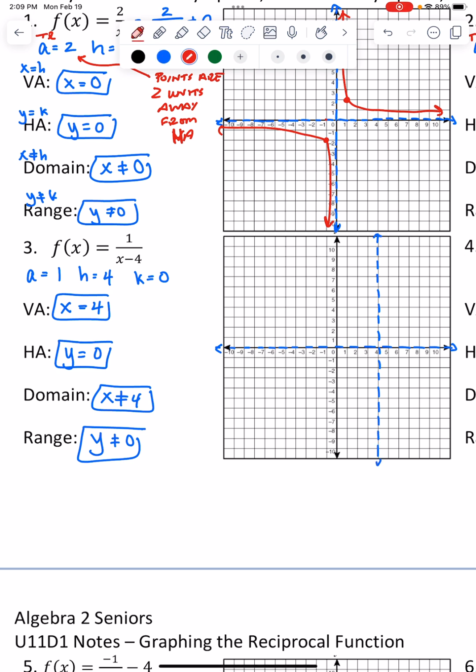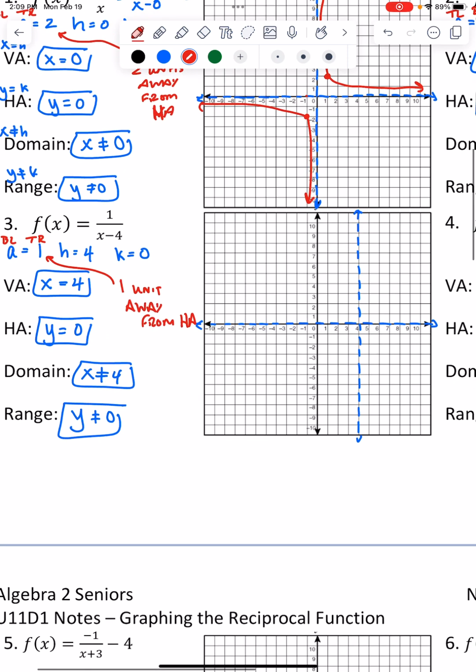So x equals 4 would be here. Okay, and our a value is 1. So we are 1 unit away from that horizontal asymptote, and a is positive, so we're in the normal, bottom left, top right. Okay, so go from here, 1 unit away, drawing our branch here, and then 1 unit away, drawing our branch. So see something like that.